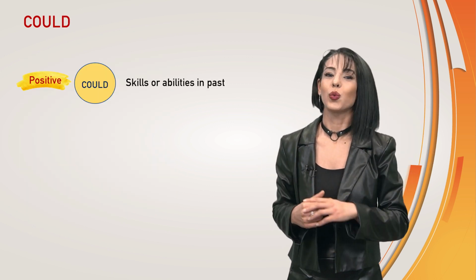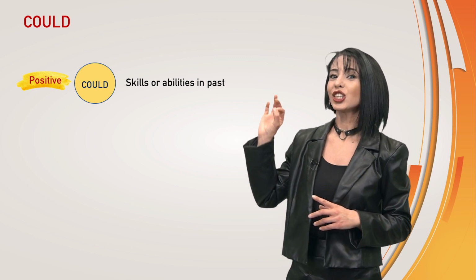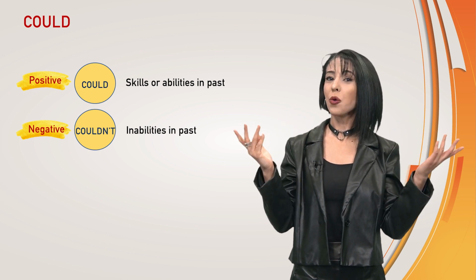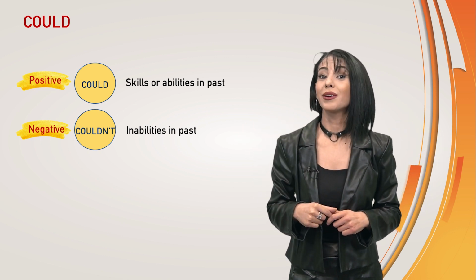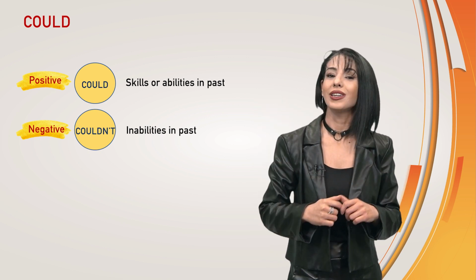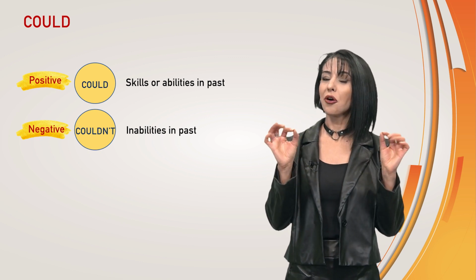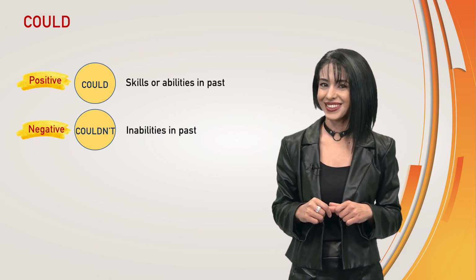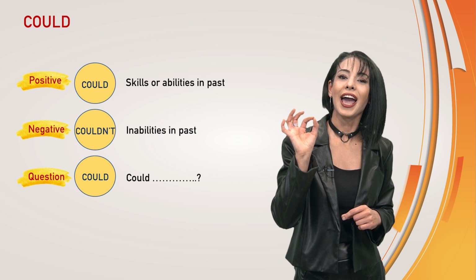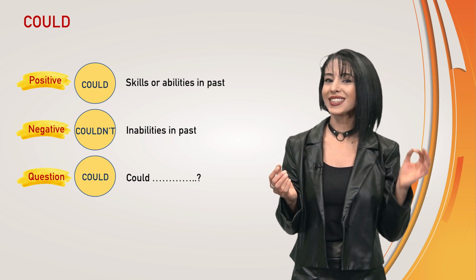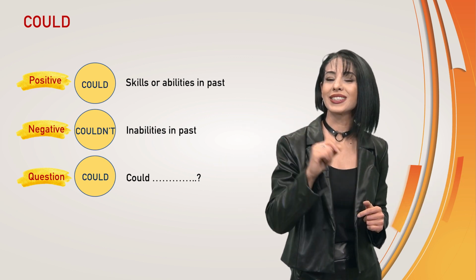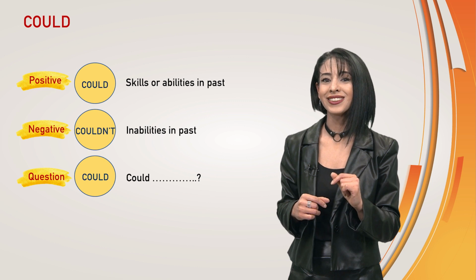Let's continue with the modal could and couldn't. We use could to talk about someone's skills or abilities in the past. Couldn't refers to inabilities in the past for the negative meanings. When we use could at the beginning of the sentences, we have question form to ask someone's past abilities. Okay, there are some example sentences of could and couldn't.